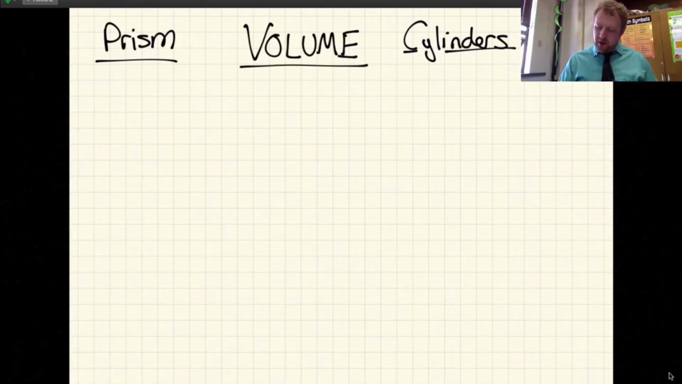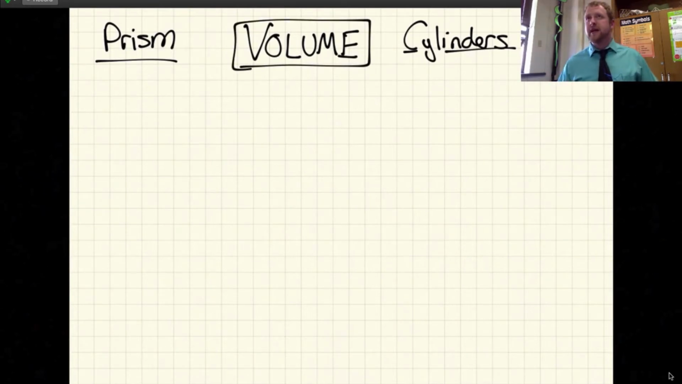Not to be confused with how loud something is. All right, volume is the amount of space something takes up. And we're going to be looking at these two things specifically today.